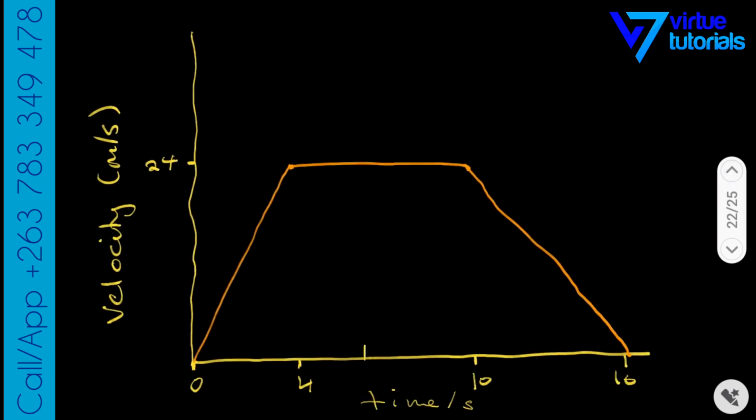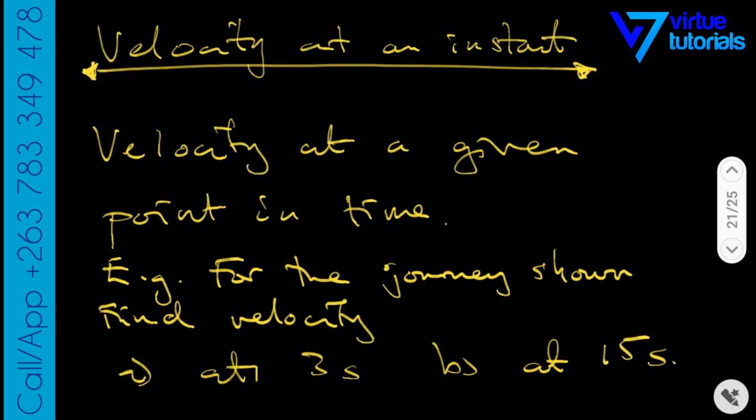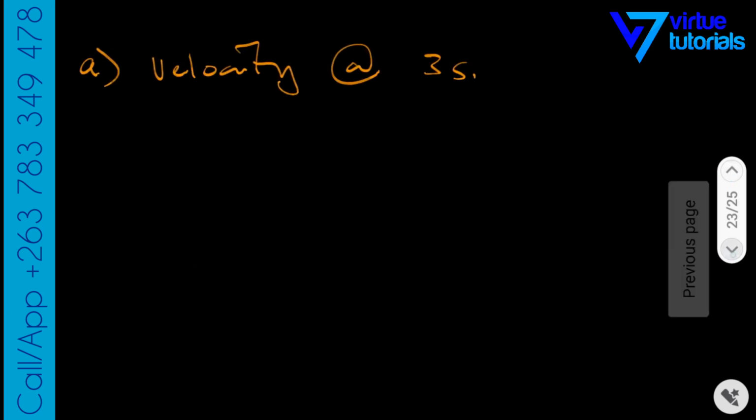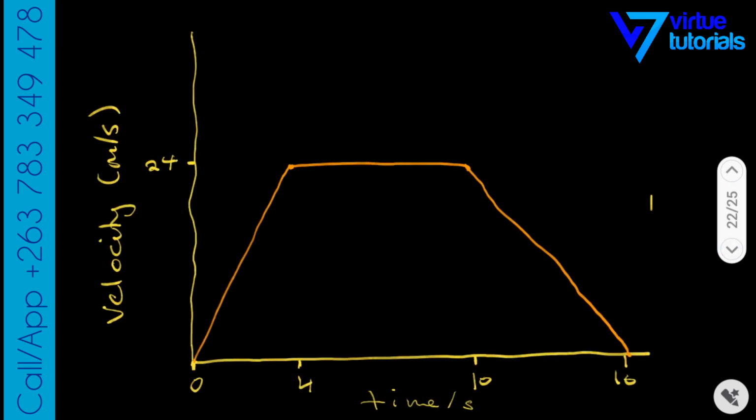So this is the journey here. We want the velocity at 3 seconds and we want the velocity at 15 seconds. So how do we work through this? Well, first things first, let's start off with the velocity at 3 seconds. If we map our 3 seconds, this is a 4, so our 3 would be somewhere here, right? So we are looking at the velocity there. What's the velocity at that point at 3 seconds?